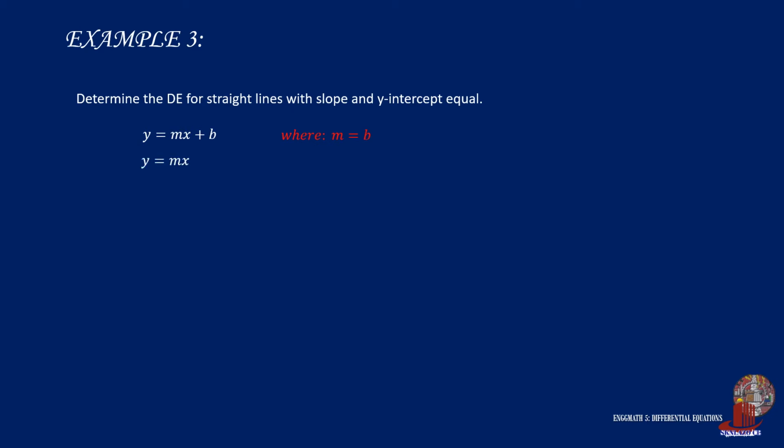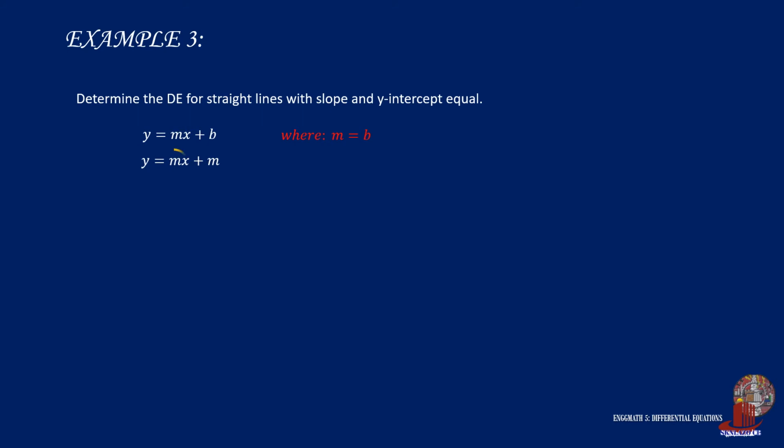Example number 3. Determine the differential equation for straight lines with slope and y-intercept equal. With the requirement of the slope in this situation, the formula for the line will be y is equal to mx plus b, where the slope m will be equal to the y-intercept b. And substituting the condition, we get y is equal to mx plus m.